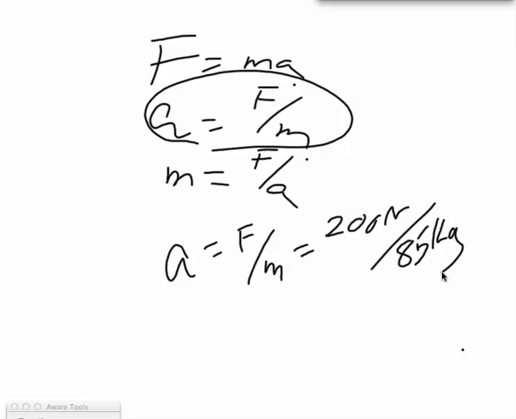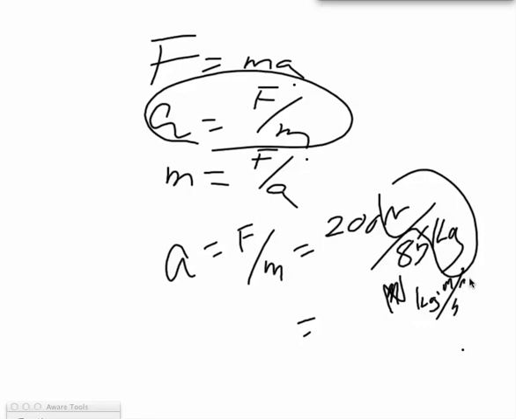So here's the question. If we take 200 newtons divided by 85 kilograms, what happens to our units? It's newtons over kilogram. So newtons, remember, what's a newton look like? It looks like kilogram times meters per second squared all over kilograms. What factors out? Kilograms. And you're left with meters per second squared, which is the unit for acceleration. And that makes sense. That make sense? Yes. Okay. And that's how you do it.